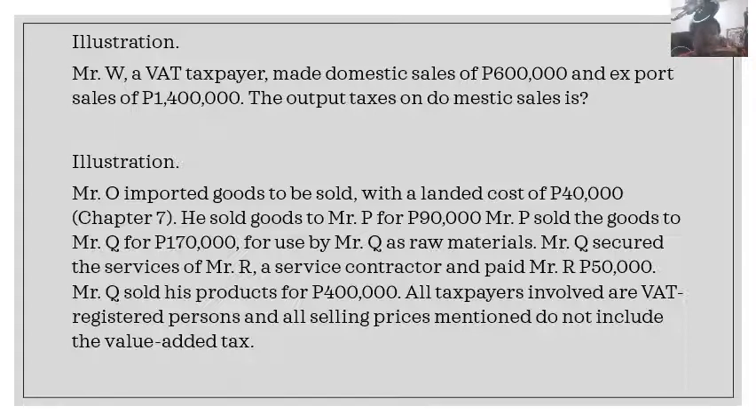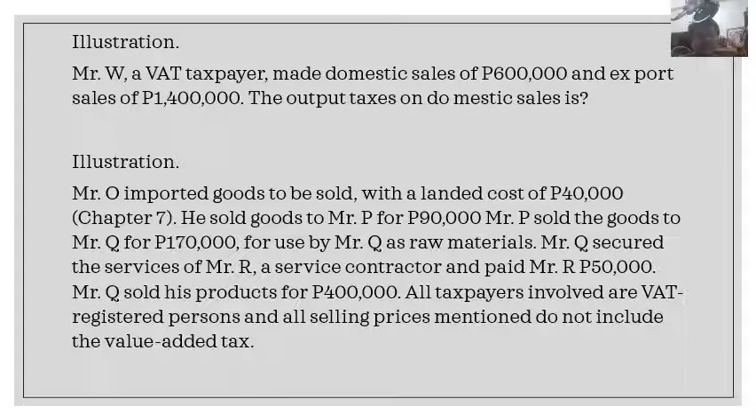Now, let's proceed sa ating illustration. Mr. W, a VAT taxpayer, made a domestic sale of 600,000 and an export sales of 1.4 million. The output tax on domestic sales is output tax. So kung determine natin kung magkano yung tax on sales natin. So mayroon siyang dalawang sales, domestic at saka export sales. Yung export sale is 1.4 million, 600 lang yung domestic sales. So magkano ang output tax dyan?